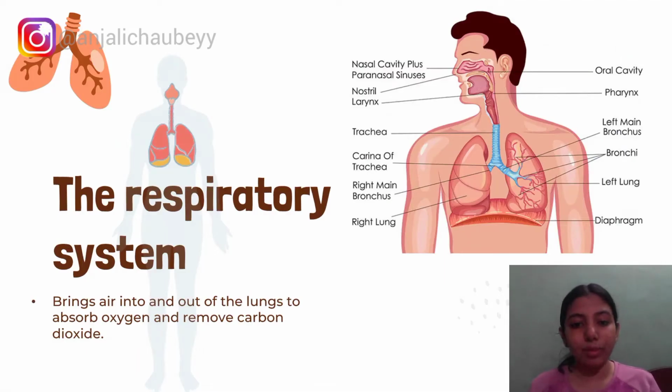Till now, we have learned about human physiology and its importance. So now, let's talk about a few of the human physiological systems. Starting off with the respiratory system. The respiratory system helps in inhaling and exhaling, that is, air into and out of the lungs.